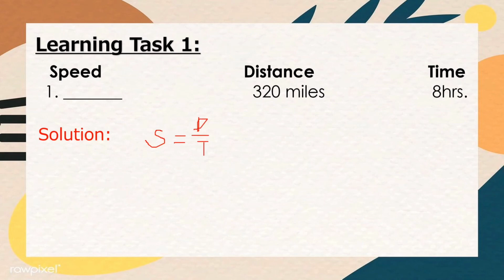Okay, so the distance here is 320. And the time here is 8. Okay, so 320 divided by 8. So the answer there will be 40. And the unit we're going to use is miles. So miles per hour. Okay, so 40 mph.